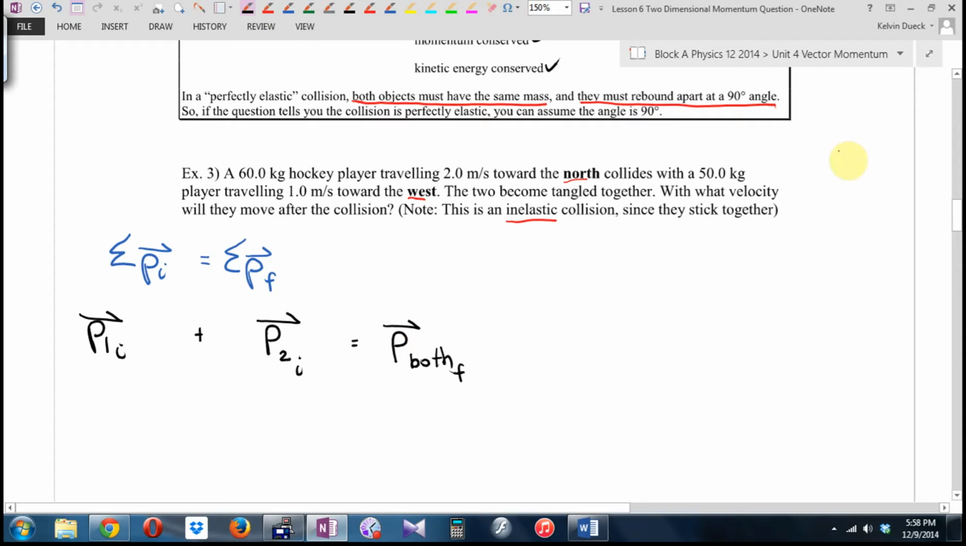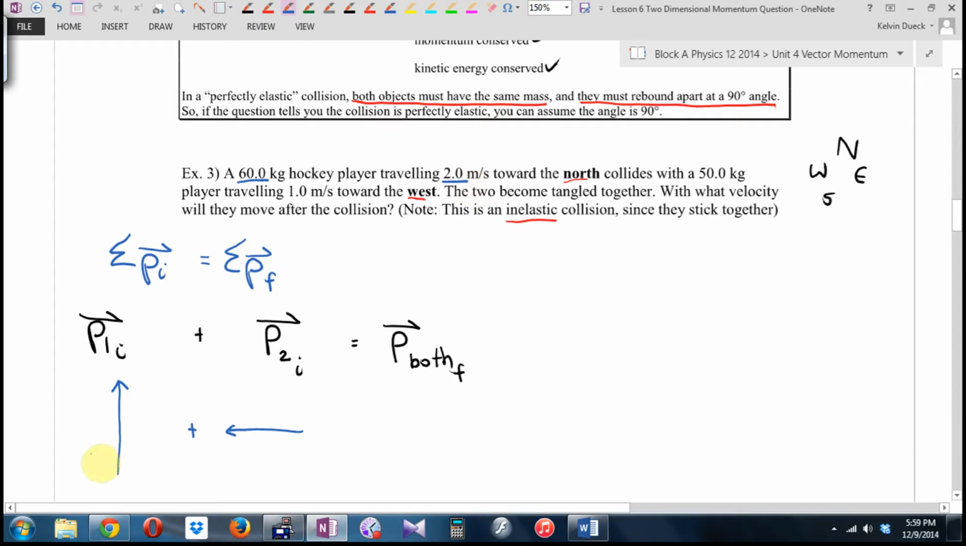First of all, I see north, east, south, west. I'm going to throw a compass rose on here because I'm not a foolish person. Are there angles or directions in this question? What direction is the first player traveling? North. Plus. What direction is the second player traveling? West. Now, what goes on these pictures? The momentum, because that's what's conserved. Momentum is what times what? Mass times velocity.